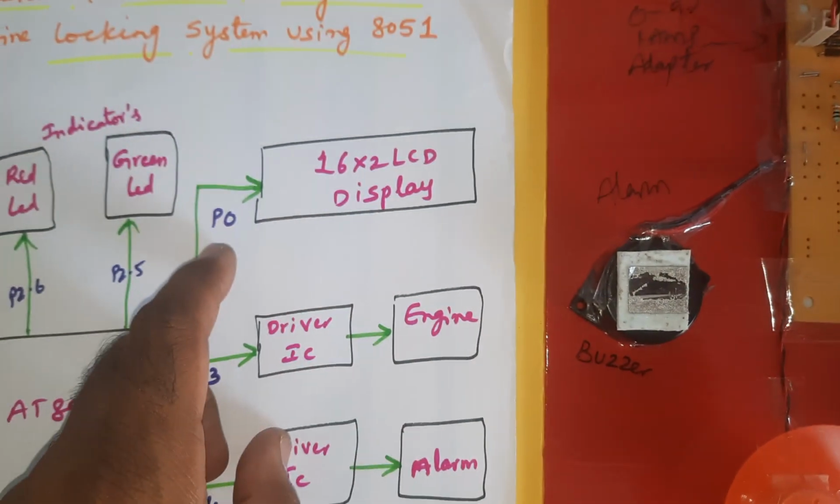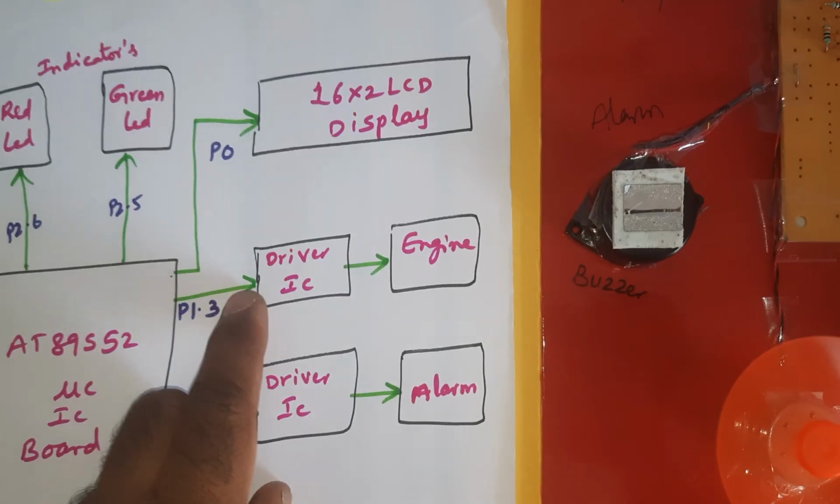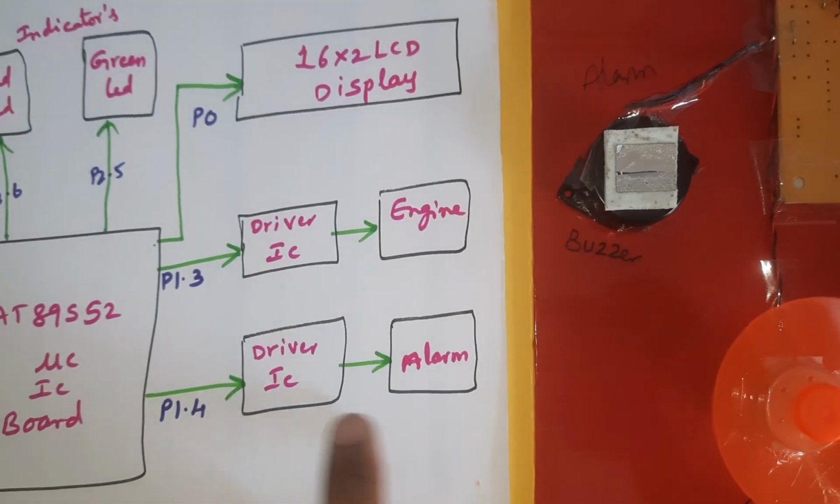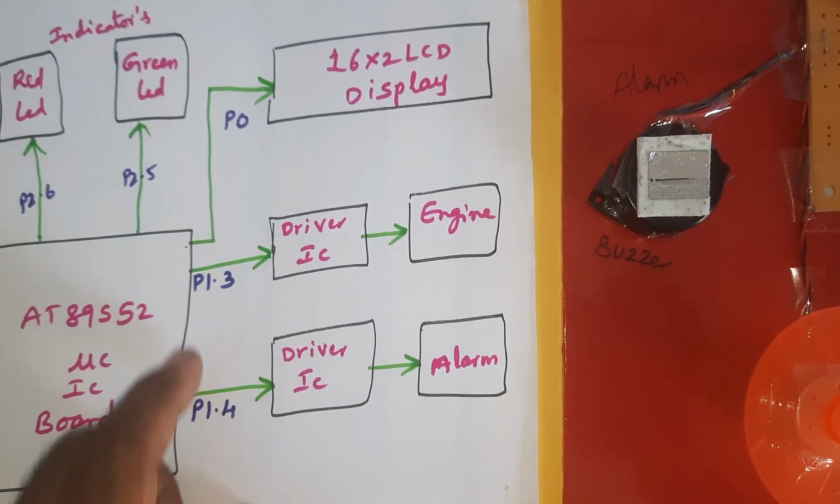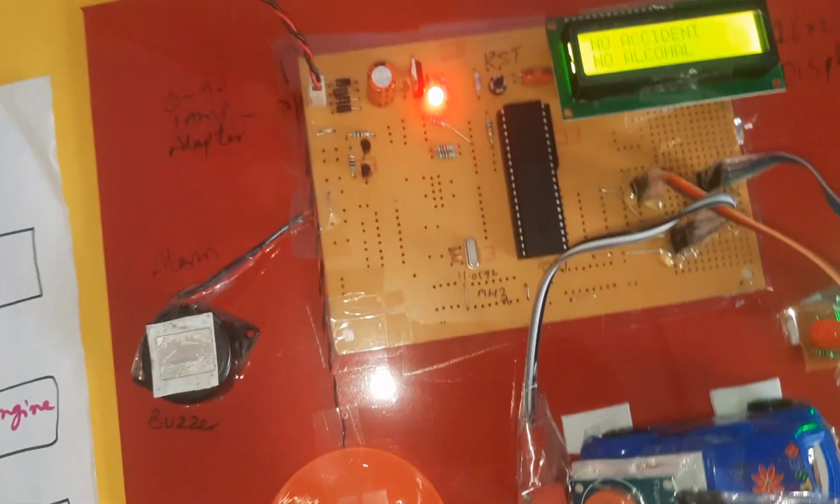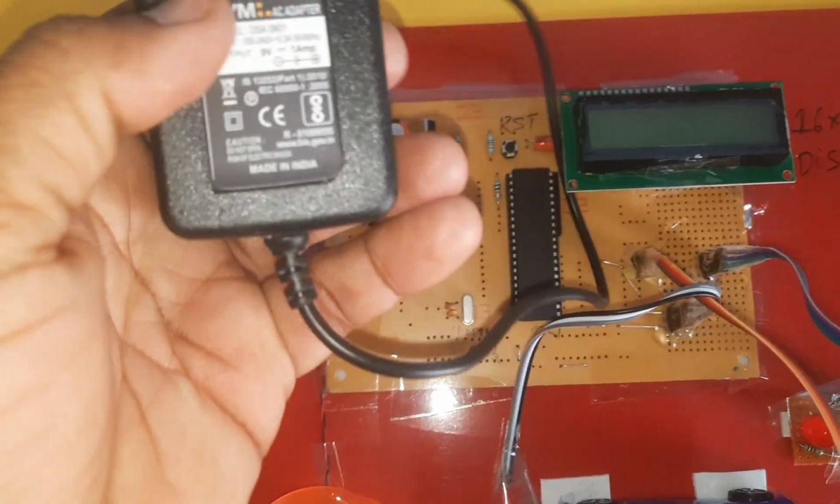A 16x2 LCD display is connected to port 0, and a driver IC with one engine and another driver IC with one alarm are connected to P1.3 and P1.4. So let us come to the hardware part.